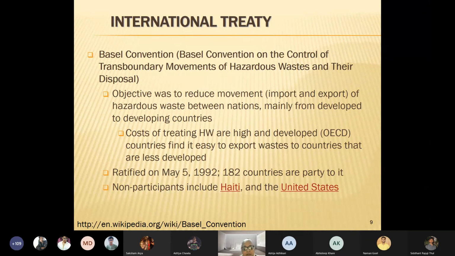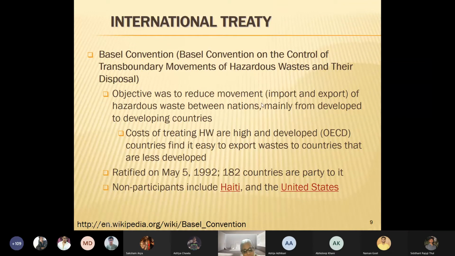Okay, like I said, we need to focus on the Basel Convention. It's one of the most important international treaties, and basically the objective is to ensure that developed countries do not export their hazardous materials to developing countries. You can understand the economics of the process is highly attractive because developed countries find it very expensive to treat hazardous material, and developing countries are always hungry for money from the developed countries.